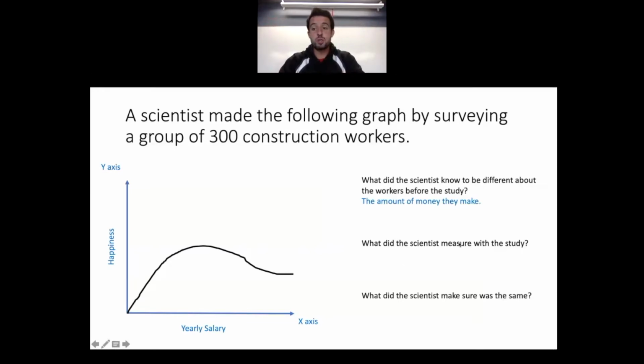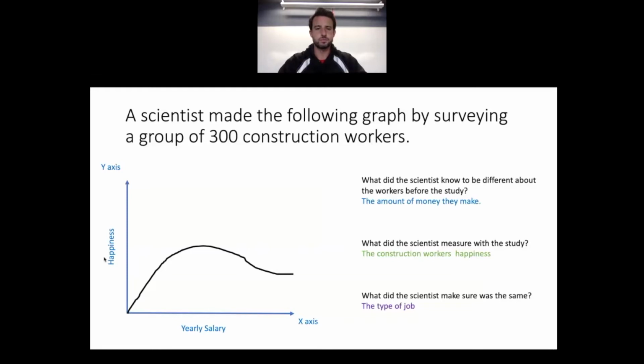What did the scientists measure during the study? If they already knew yearly salary, the only other thing that they measured was happiness. So here they're looking at the construction workers' happiness. And then what did the scientists make sure was the same? The type of job, right? This wasn't just workers in general. This was specifically construction workers.